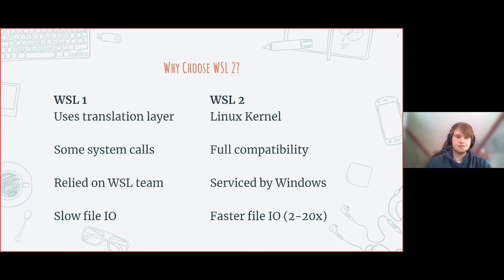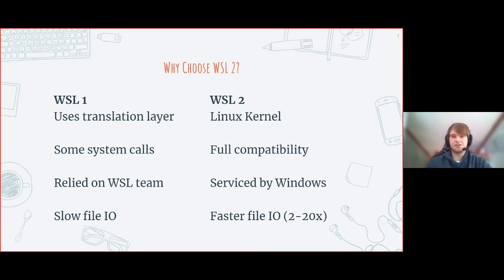So why is that? Well, the first one's architecture is completely different. It uses a translation layer between your Linux environment and your Windows kernel. All Linux system calls would first go through this translation layer, get converted to Windows system calls, and then Windows system calls come out. So that is kind of an issue because not all Linux system calls can be directly converted to a Windows system call.